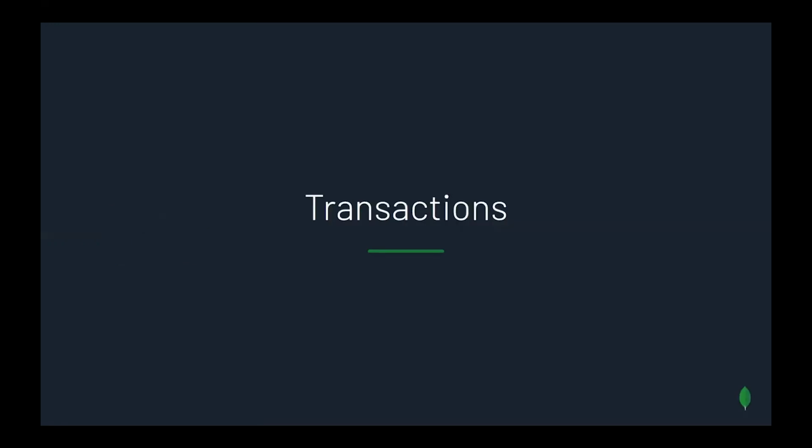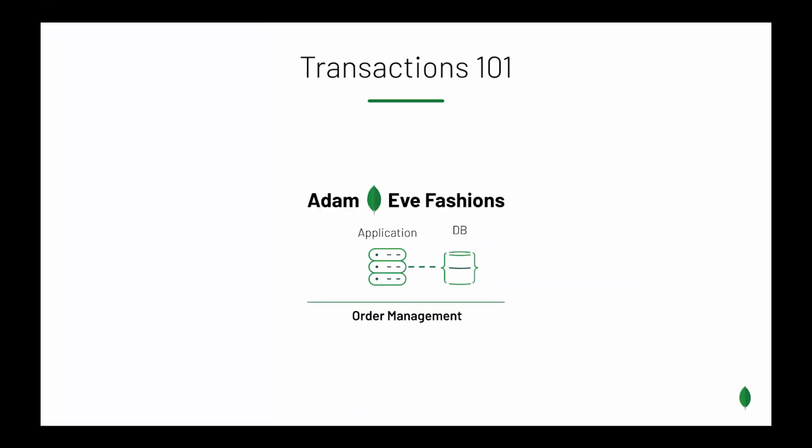Let's talk about transactions. With the next set of slides, I will try my best to explain what they are, why we need them, and what problems they solve. Transactions are best explained with an example, and for that, let's consider a completely fictitious online fashion store, Adam and Eve Fashions. We are particularly interested in their order management system. This order management system has an application layer that exposes a set of APIs and a database layer that holds the business data.